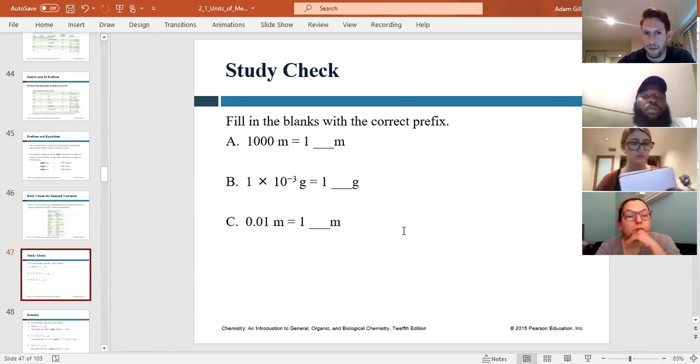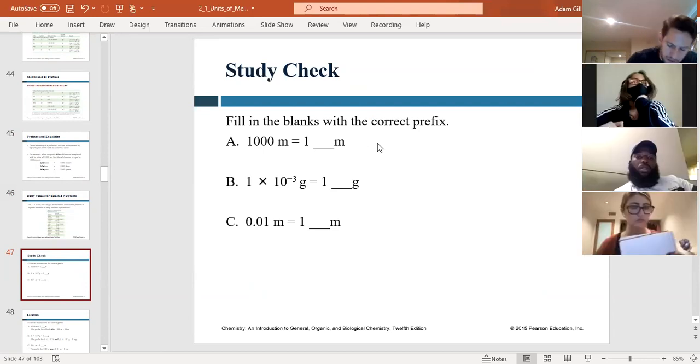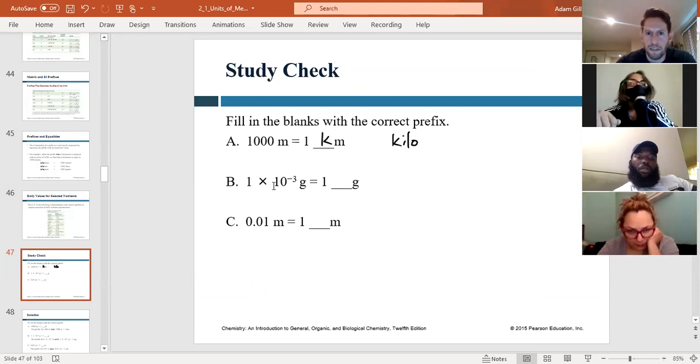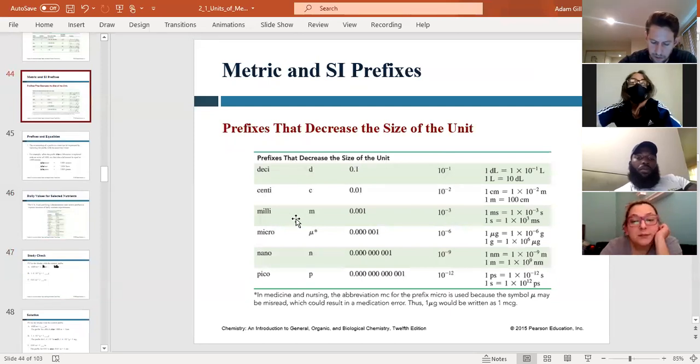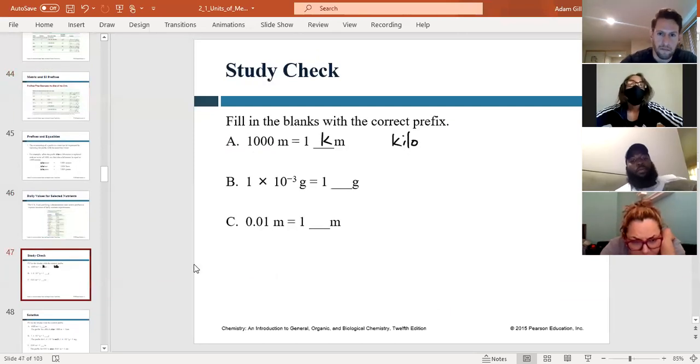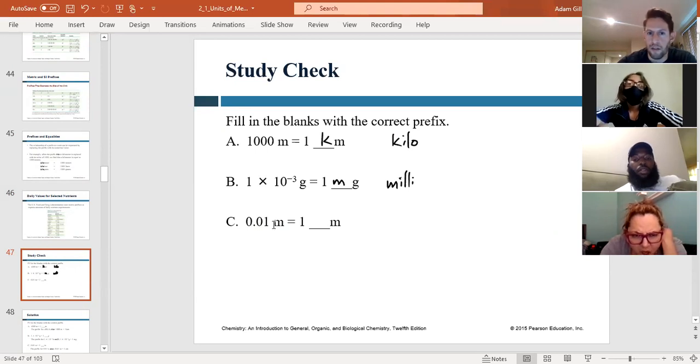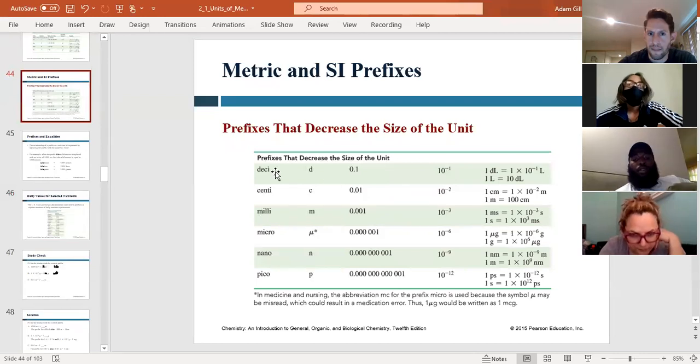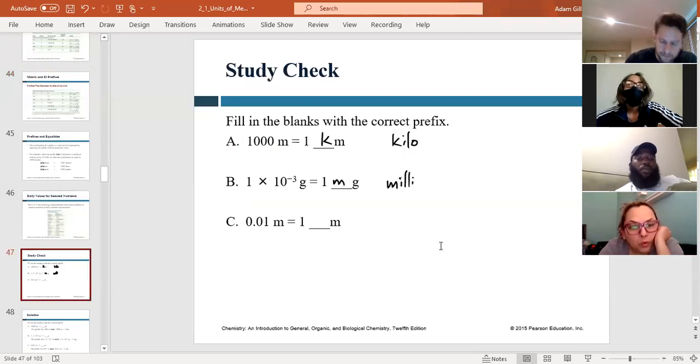All right, fill in the blanks with the correct prefix. 1,000 meters is one what? Kilometer. So kilo, K. Kilo is abbreviated with K. All right, 1 times 10 to the negative 3 grams is what? So if you go to your small scale, 1 times 10 to the negative 3 is a milli. Milligram. And so milli is abbreviated lowercase m. And 0.01 is what? Centimeter? Is it centimeters? Deci. Oh, yeah, sorry, centi, excuse me. Abbreviated with lowercase c.